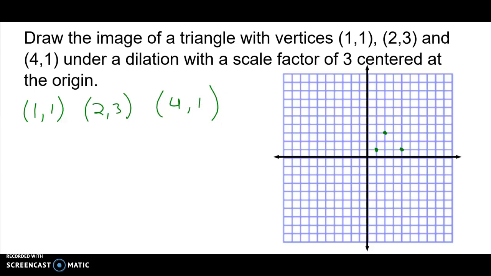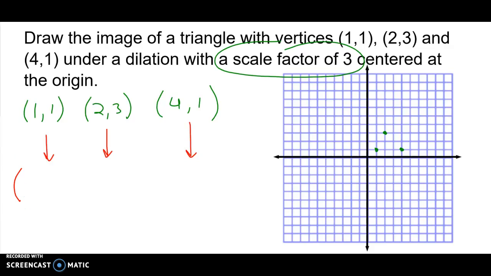So what does your cheat sheet tell you to do to the x and the y values? Down at the bottom it says (x, y) needs to turn into what? (kx, ky). So on this example, our scale factor is 3. That's k. So what we're going to do, we're going to take all 3 points, and we're just going to multiply them by k, which is 3.